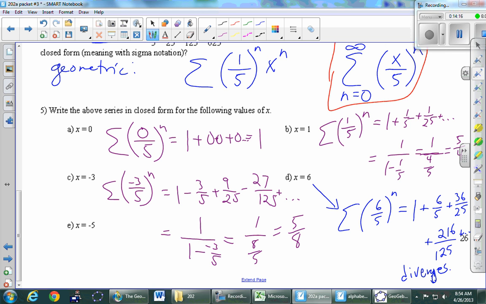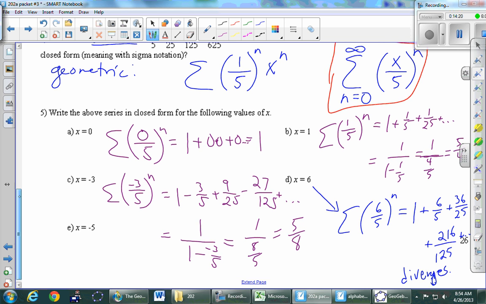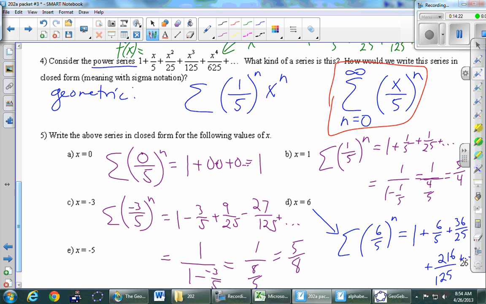Okay, so we've got this really strange formula. It's this infinite polynomial. If I plug in 0, I get 1. I can imagine now plotting points. If I plug in 1, I get 5 fourths. If I plug in -3, I get 5 eighths. If I plug in 6, I get infinity. It diverges. So it's very different from any polynomial we've studied before, because plug 6 into any polynomial and you'll get some number. You won't get diverges.